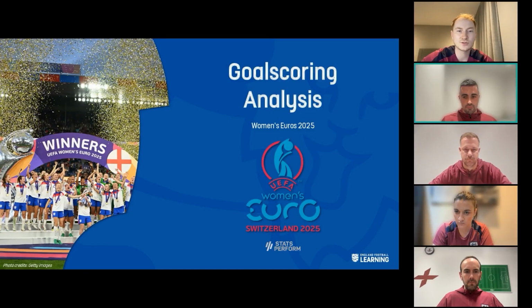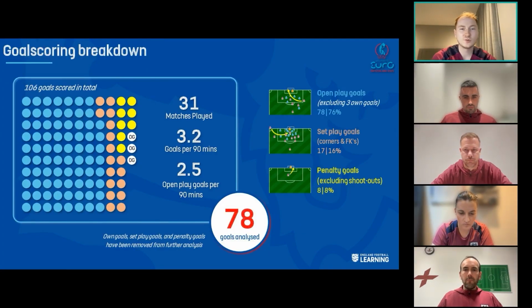So I've got some slides here on the goal scoring analysis, and I'm sure you all know already it was a record-breaking tournament with 106 goals scored. The visual on the left-hand side with all the circles is all the goals, and the blue ones are the open play goals, which you can see takes up the majority. For the rest of the analysis and the insights tonight, we're just going to look at the open play goals. So 78 open play goals.